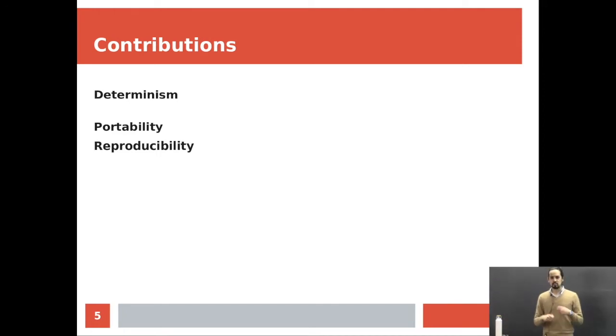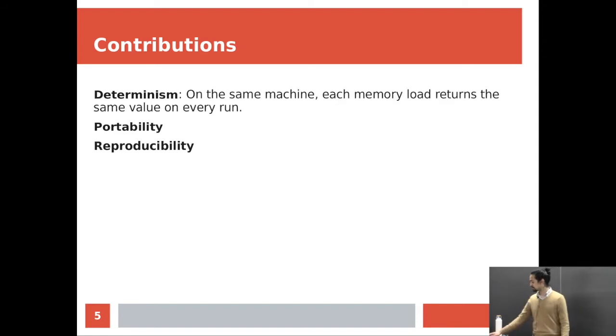So I've been using a few of these words, and I kind of want to give more precise definitions so we're on the same page about what we're talking about. First, determinism. We're going to say that determinism is on the same machine. When we run a program multiple times, each memory load returns the same value on every run. So notice here there's a few things. In the paper we refer to this as data flow determinism, or I like to think of it as observable determinism. Meaning if you treat the program as a black box of inputs and outputs, given the same inputs, you expect the same outputs every time you run this.